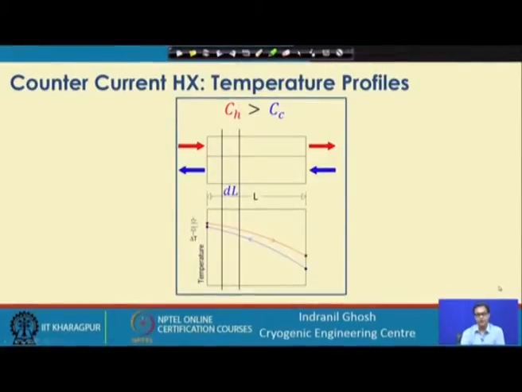If we consider again a small elemental length dl, we can expect there would be a small amount of heat dq getting transferred from the hot fluid to the cold fluid through the separating wall. All the assumptions which have been made earlier, except CR equals 1, are still valid here in this case also, and the only exception is that we have assumed CH is greater than CC.